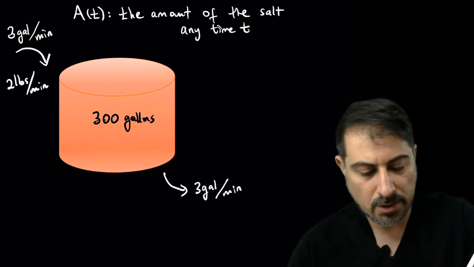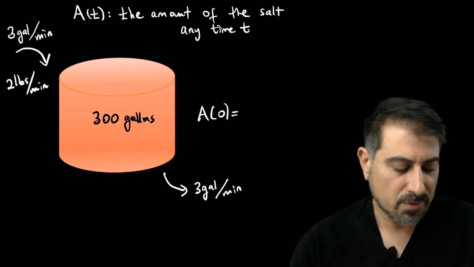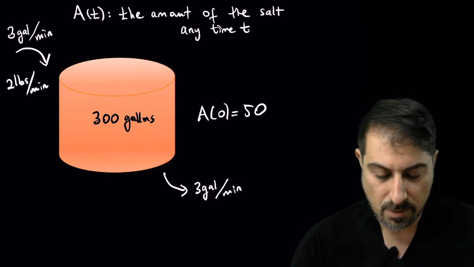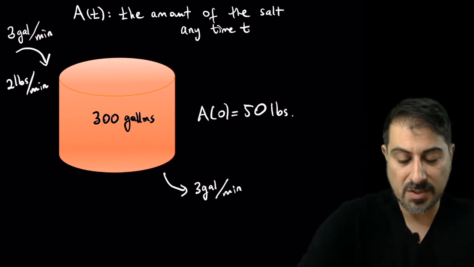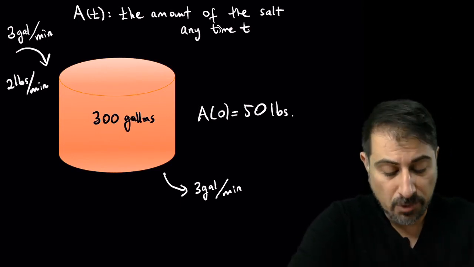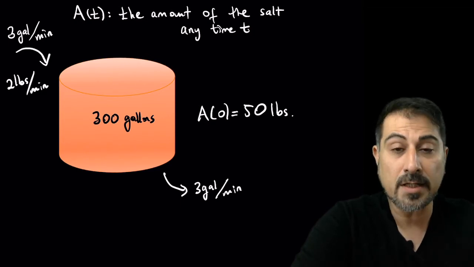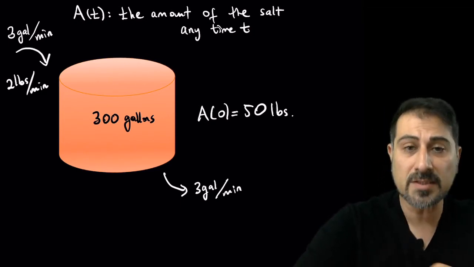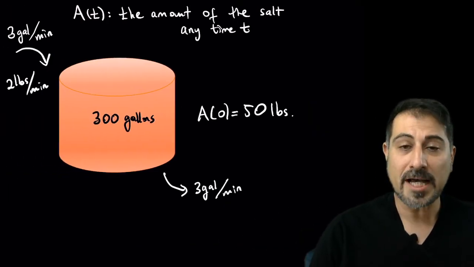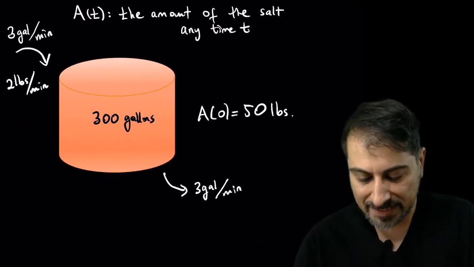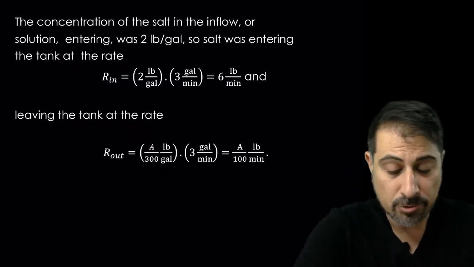And initially we have the amount of salt, 50 pounds. And as you see from this picture, the inflow and outflow are the same, so that means we're always going to have 300 gallons of the mixed solution. All right, let's go ahead and find the incoming and outgoing rates of salt in the tank, the incoming rate and the outgoing rate.